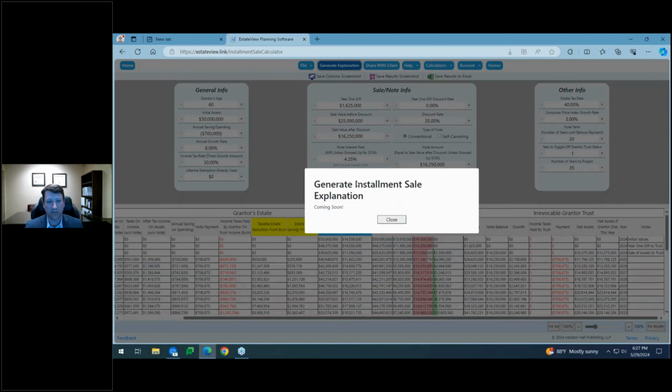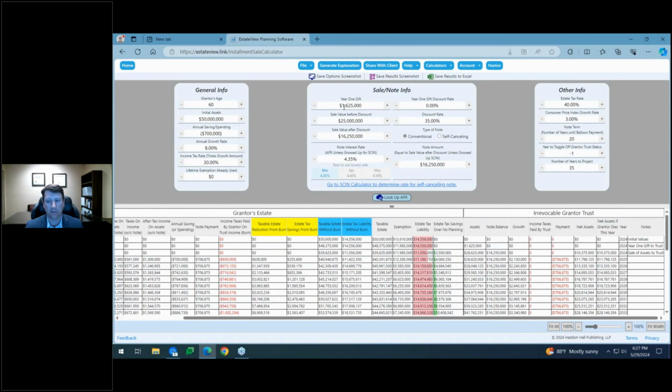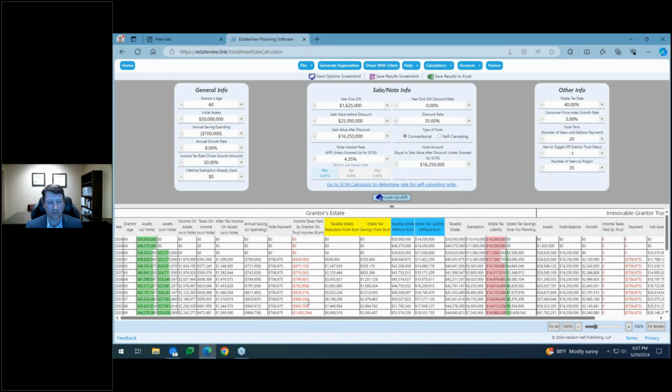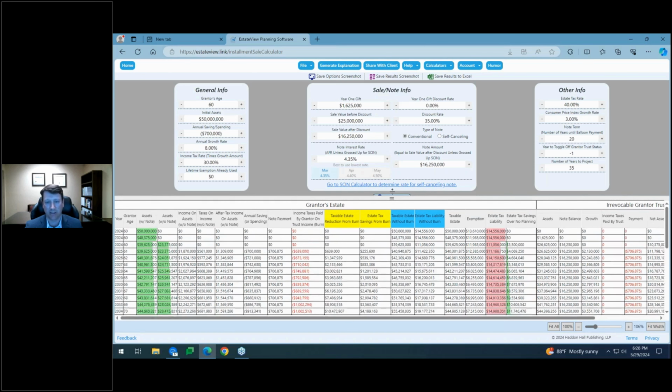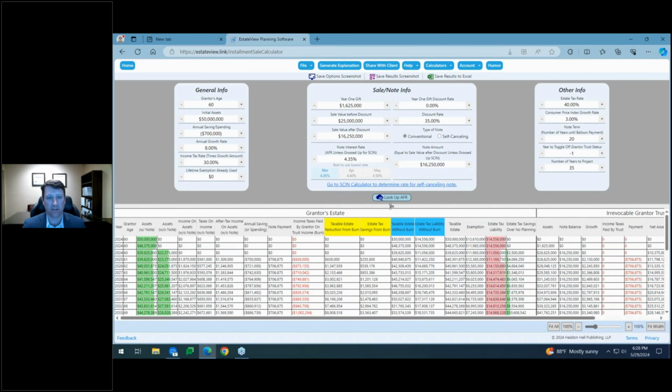The other thing that we can do is generate an explanation. That will be coming soon. You'll have an explanation letter that pulls from the data that you've inputted that will explain some of the background material behind the spreadsheet, behind the installment sale transaction, very similar to what you see in our other calculators. So we'll have that feature coming soon here. But for now, you can export this to Excel. You can send them the screenshot. You can share the software directly with them to enable the client to see the data, see the year-by-year results, and have a better understanding of the transaction versus what you just told them verbally in a meeting.